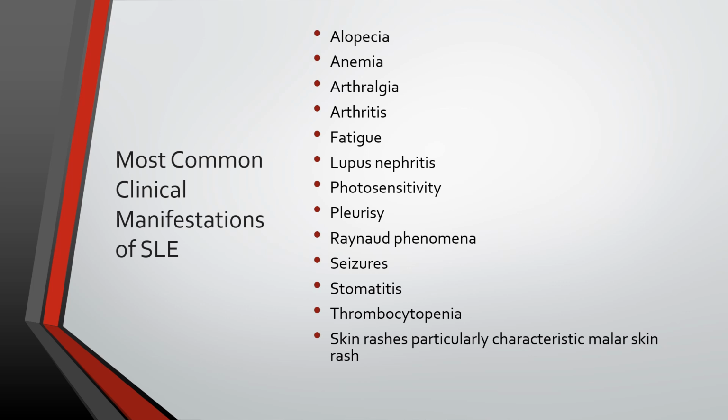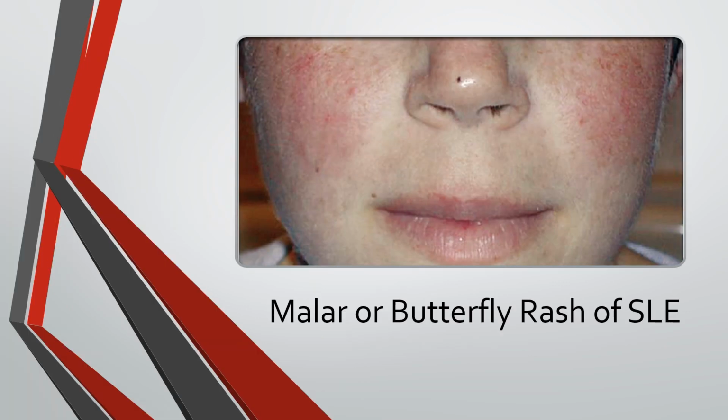Seizures, stomatitis, which is inflammation of the oral mucosa. Thrombocytopenia, decreased platelets, can cause bleeding into the tissues. And then skin rash, particularly characteristic of a malar skin rash. This is a very classic symptom of lupus, the malar or butterfly rash. You can see this butterfly-shaped rash over the cheeks.